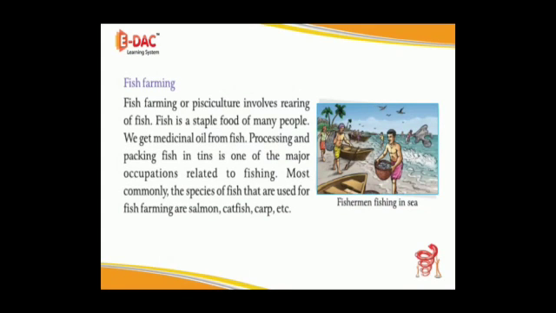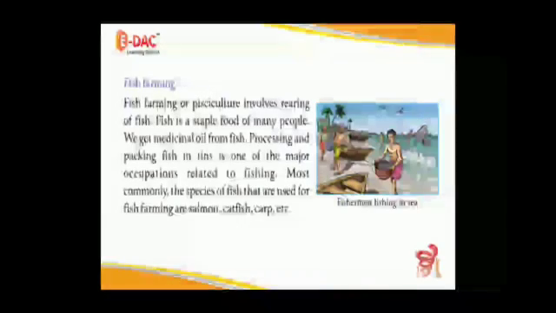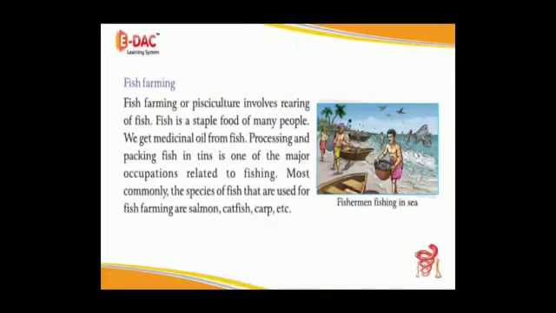Fish farming. Fish farming or pisciculture involves rearing of fish. Fish is a staple food of many people. We get medicinal oil from fish. Processing and packaging fish is one of the major occupations related to fishing. Most commonly, the species of fish that are used for fish farming are salmon, catfish, carp, etc.